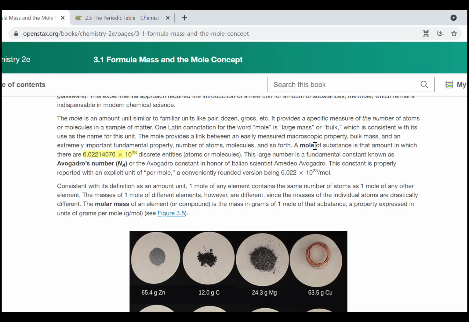We use the word mole to refer to this number. We also use the word Avogadro's number to refer to this number as well. Okay, so these three things mean the same thing: Avogadro's number, 6.022 times 10 to the 23rd, and mole.